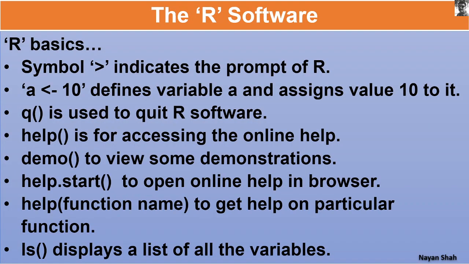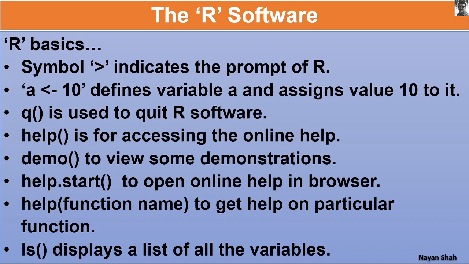Our basics still continue. As I said, the greater than sign indicates the prompt of R. Writing a <- 10 defines variable a and assigns value 10 to it. The less than and minus signs together make the assignment operator. It is used to assign the RHS to the LHS. The q function is a very interesting function. q is used to quit R software.